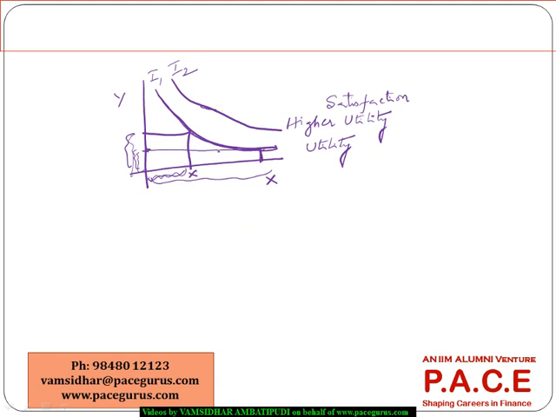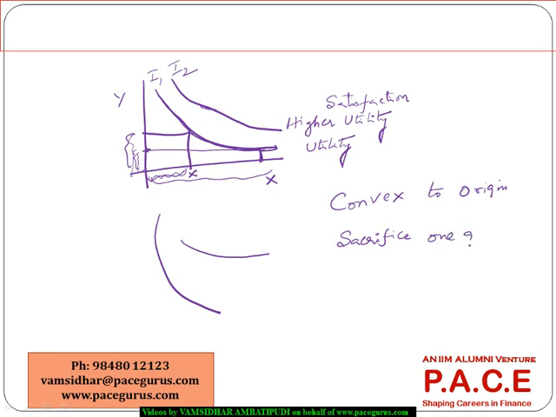We see that indifference curves generally are convex to the origin, something like this, where you find the curved end facing the origin. And typically, what is the slope of this indifference curve? Is it more flat like this? Is it more steep like this? It goes by individual preferences and by what extent he is willing to sacrifice one good for the other.